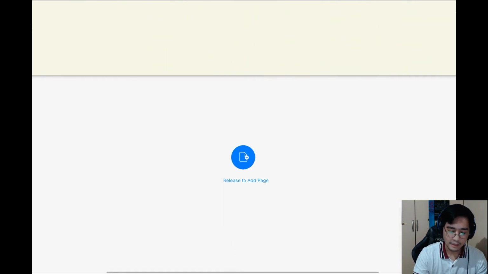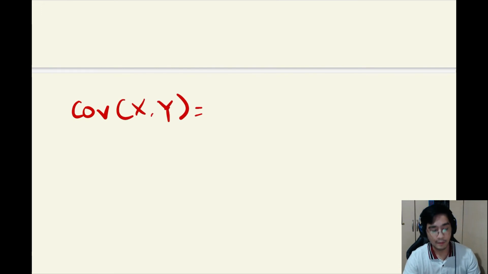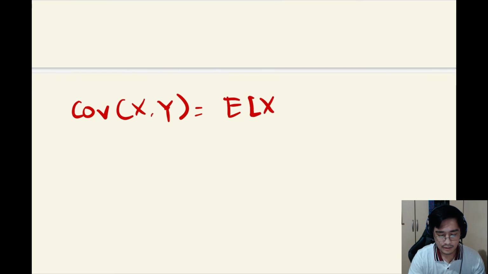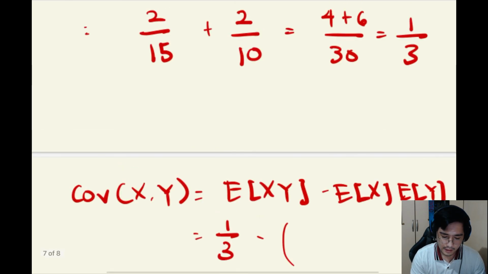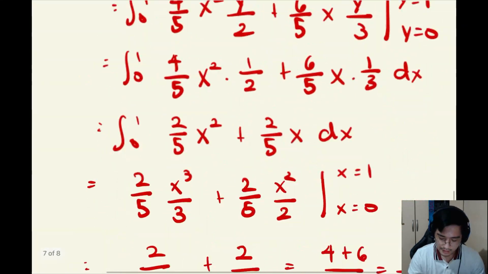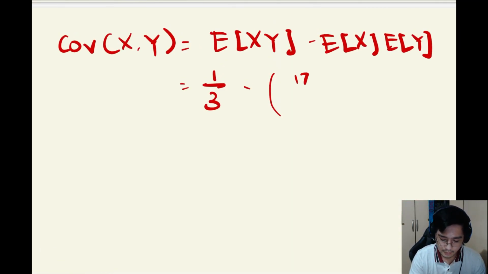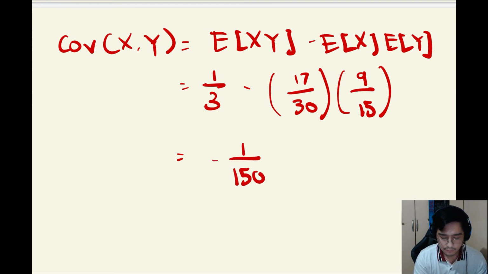And finally, we can obtain the covariance of xy by using the formula from a while ago: expectation of xy minus expectation of x times expectation of y. So we have 1/3 minus the expectation of x, which is 17/30, times 9/15. If we use our calculator, we will obtain the covariance of x and y as negative 1/50.